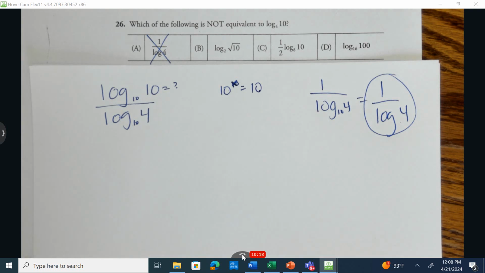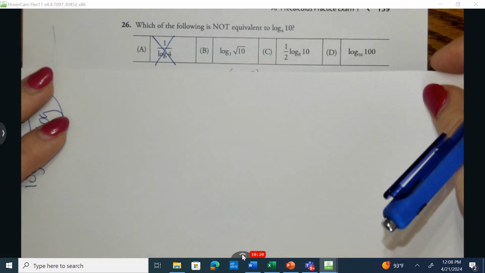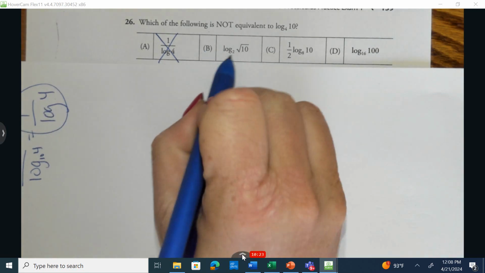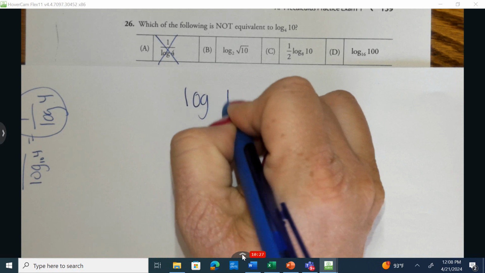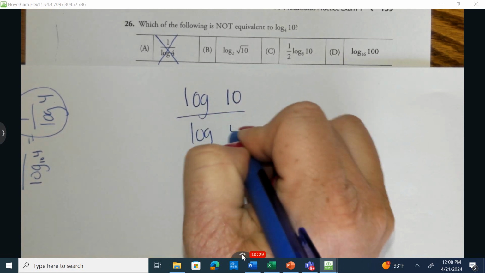Now let's look at B. Let's look at B next. So looking at B, I can see they've now, instead of having a 10, so let's first do change of base. Log base 10 over log base 4. Give me 1 second.